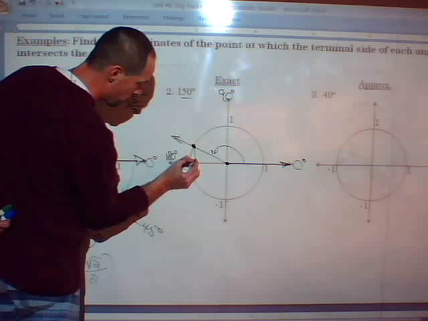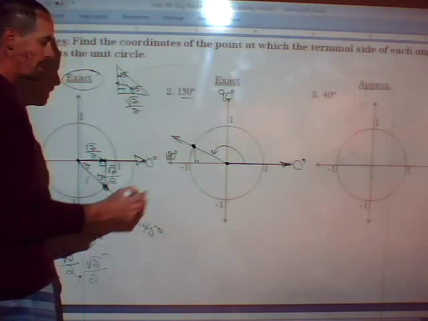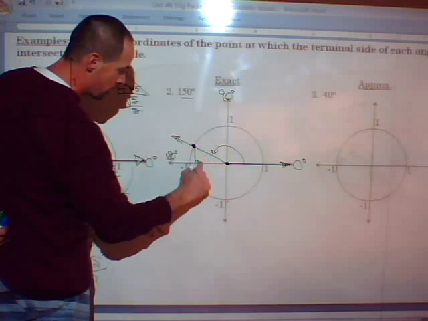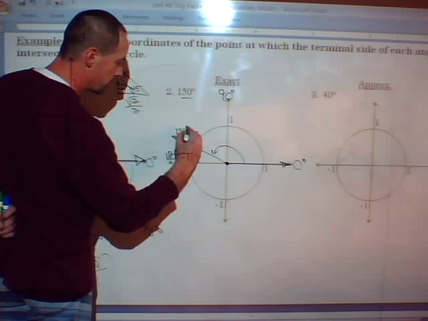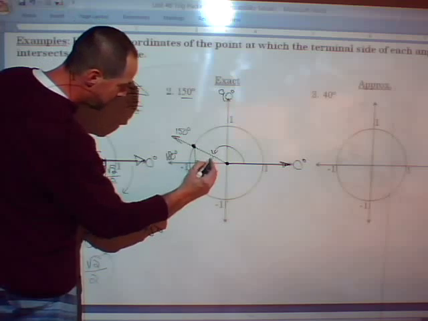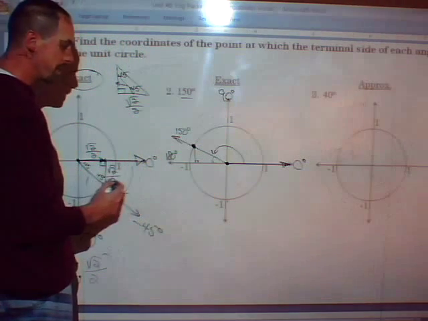So I'm going to draw my triangle straight down. Now I need to know how many degrees are these angles inside this triangle. Well, if this is 150 degrees right here, how many degrees am I short of 180?